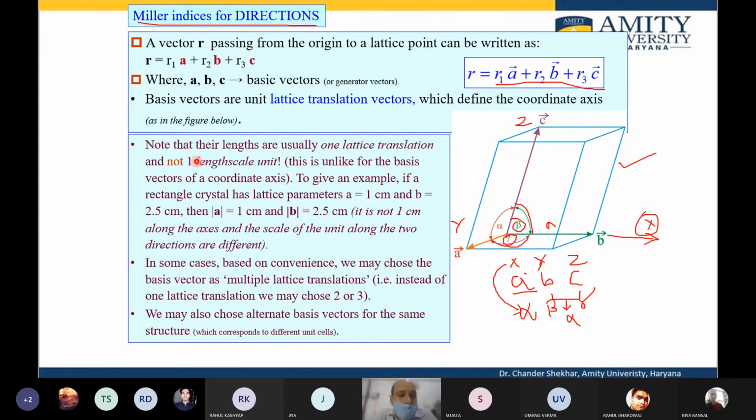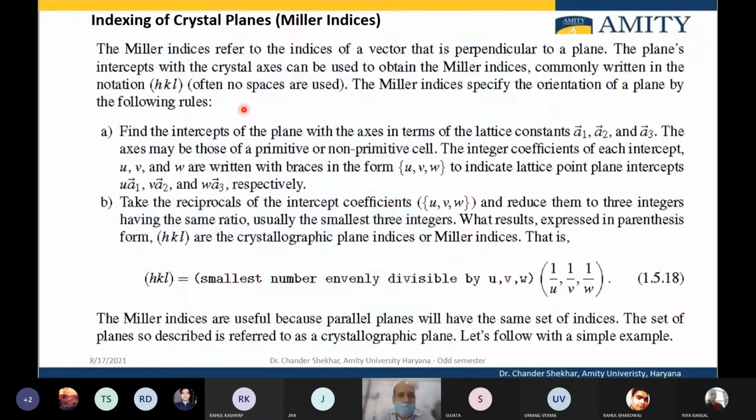Note that their length is usually one lattice translation, not one length scale unit. Lattice translation means from one lattice point to another lattice point. It's not one unit length. So how do we basically find the Miller indices? To find the Miller indices, we have various steps.